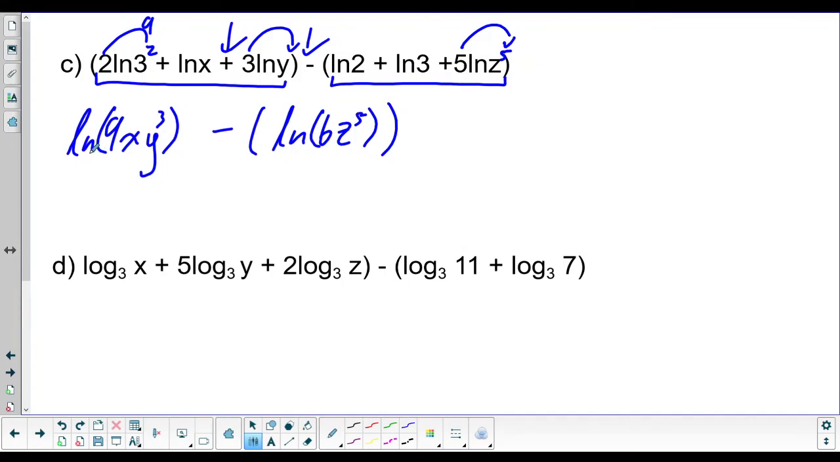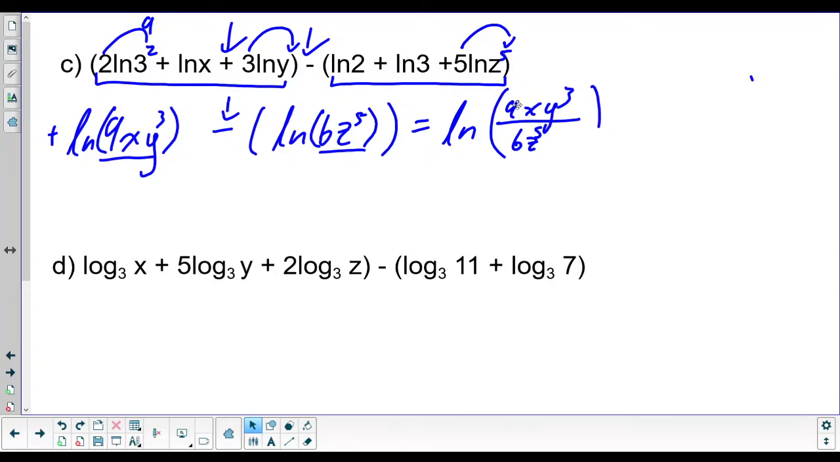All right. Now, because these two logs are being subtracted, we can turn this into a single logarithm where this is the top because this is positive, and this is the bottom because it's negative. It will be the natural log of 9xy cubed over 6z to the 5th. That's all inside a single natural log. Let me just make my 9 look like a 9.